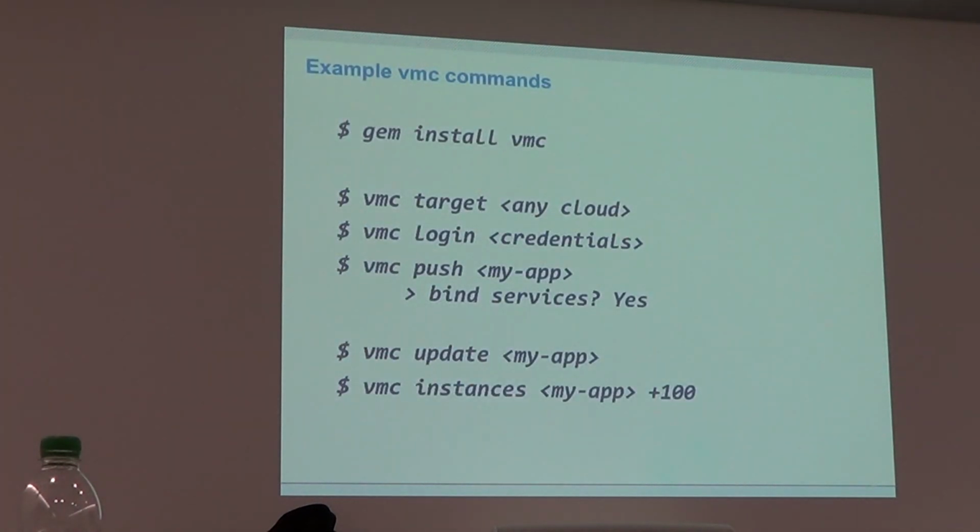And then, yeah, this VMC that I had already, you do gem install VMC, target the cloud you want to use, login, push if you want to bind services, update if you have the new version of your app, and you can even increase the instances. Of course, you probably cannot do 100 because you won't have enough RAM in your beta account, but potentially you could. And that's something pretty cool.